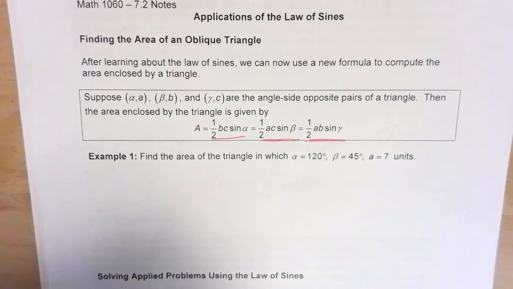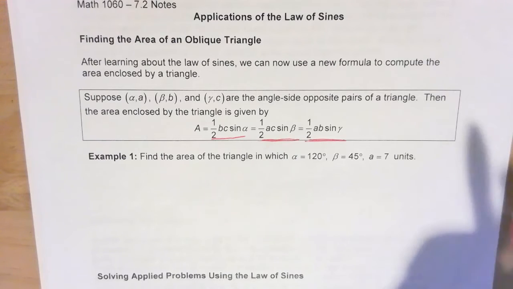Okay, so last year when we did this, we right away gave you what you needed, but in example 1 here we're going to find out we're missing a piece. So it says find the area of the triangle at which alpha is 120, beta is 45, and a is 7.